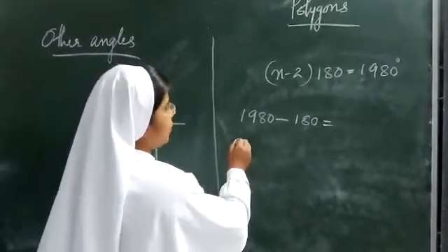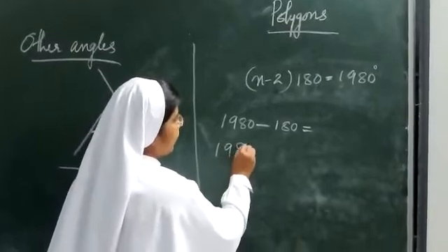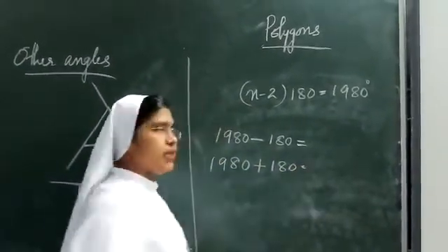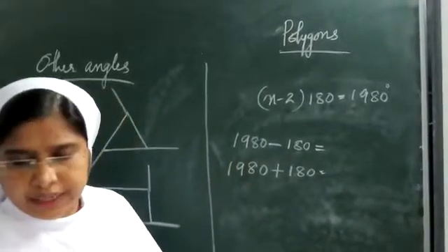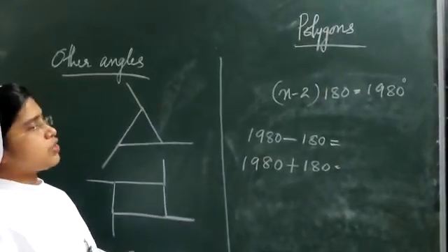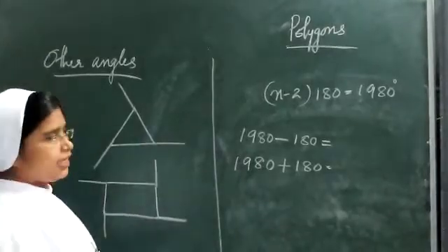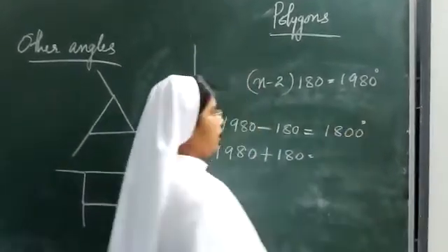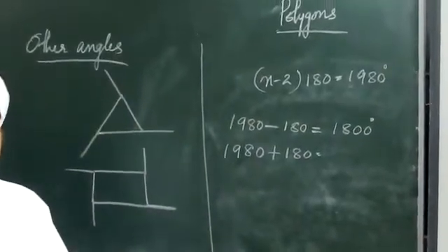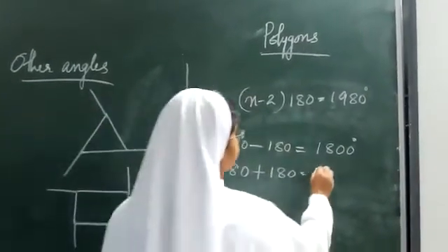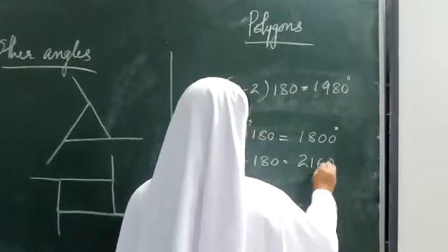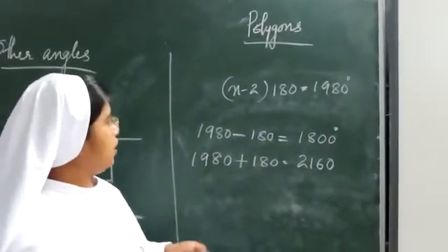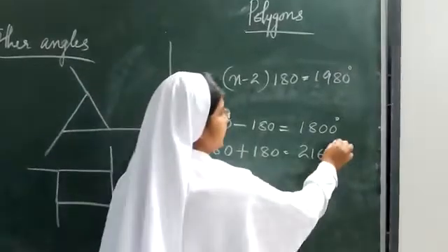Then how will you do it? 1980 plus 180. If it is clear, you have to find out. That will be the answer. 1980 minus 180 is how much? 1800 degrees. And when it is added, how much? 2160. Okay, so this is the degree we will get.